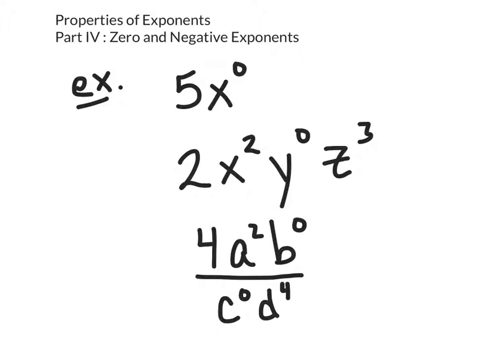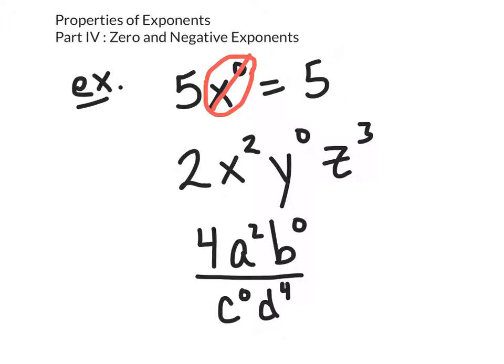We need to be very, very careful with this. Let's take a look at the first example that I've got here. I have 5x to the 0 power. This 0 exponent is actually only on the x. It isn't on the 5. And so in essence, x to the 0 power basically becomes a 1. I can cross it off, and because 5 times 1 is simply 5, I get 5. Be careful that 0 was not on the 5, so it did not affect it.